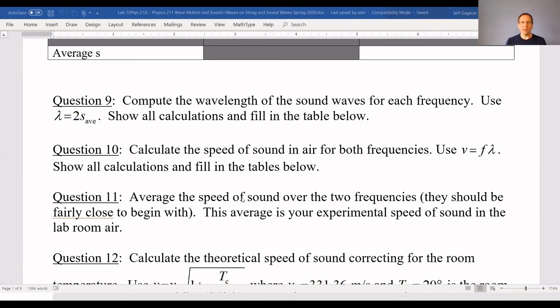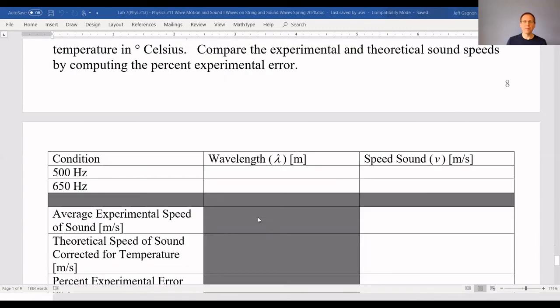And then question 11 is simply to average those two, because you're calculating the speed of sound for both the 500 hertz condition and the 650. Again, they should be very similar. In theory, they should be exactly the same, but hopefully they'll be close. So average them together, and that value will be your experimental speed of sound.